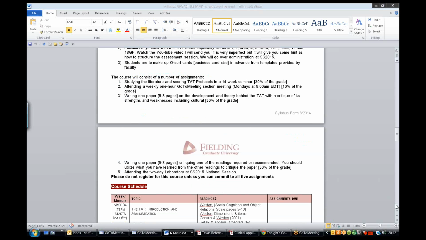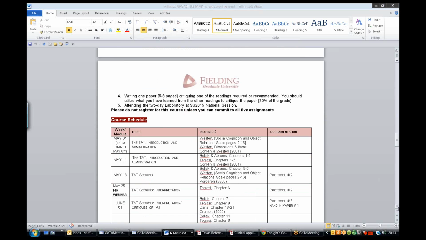And then write a paper critiquing one of the readings that are required or recommended. And you should utilize what you've learned from the other readings to critique the paper. And that's 30% of the grade. So that's how we get to 100%. Okay. And you have to attend the 2-day lab at summer session. Next goes into the course schedule.